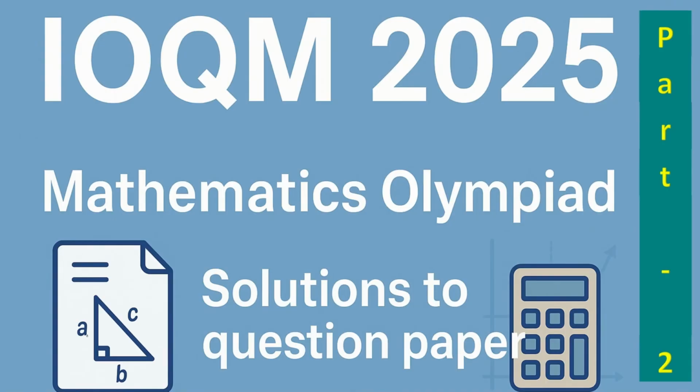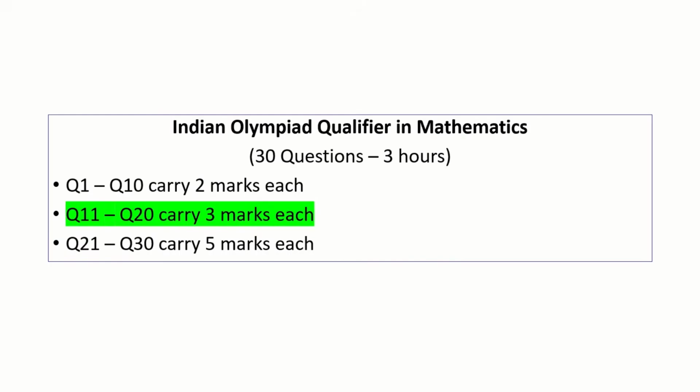Okay, in this Olympiad, we have already covered part 1, which is the 2 marks questions. This is part 2, where we are going to cover the 3 marks questions, that is question number 11 to 20. Order may be different depending on which session you have written the exam. Let's get into the 3 marks questions.